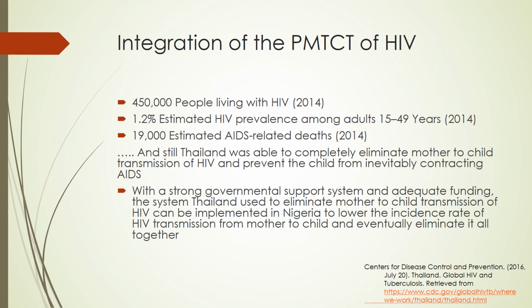The integration of the prevention of mother-to-child transmission of HIV. In Thailand, there are currently 450,000 people living with HIV. There is an estimated 1.2% HIV prevalence among adults ages 15 to 49 years. There are an estimated 19,000 AIDS-related deaths yearly. And still, Thailand was able to completely eliminate mother-to-child transmission of HIV and prevent the child from inevitably contracting AIDS.